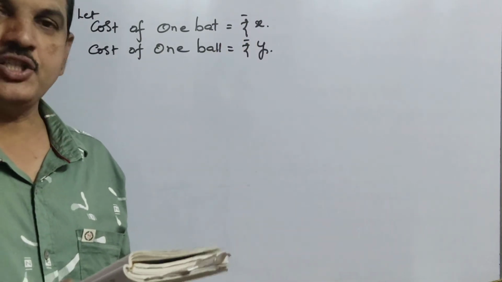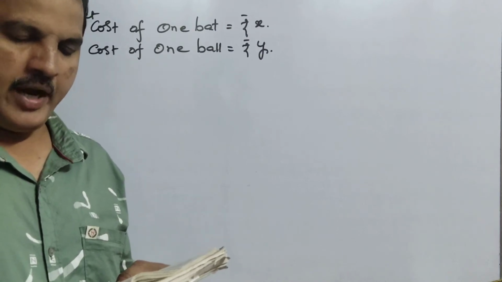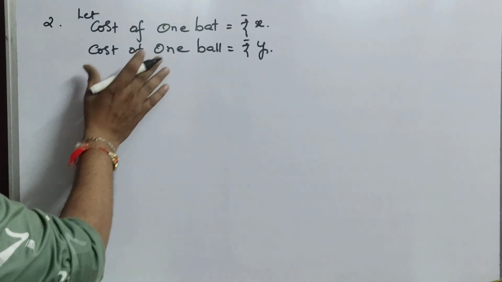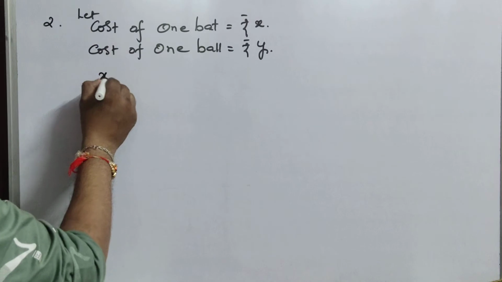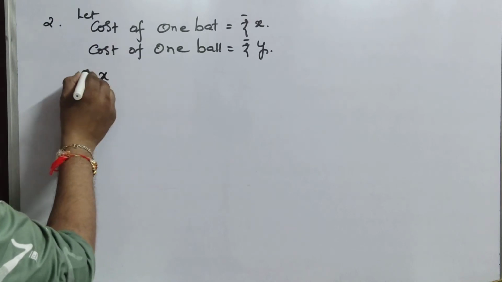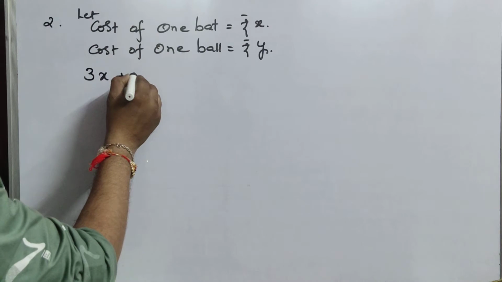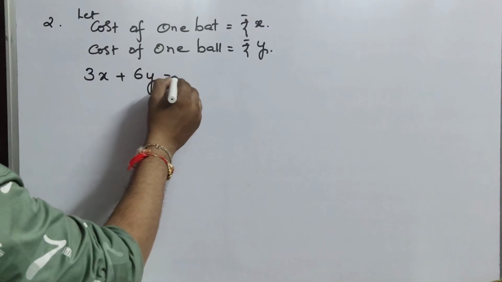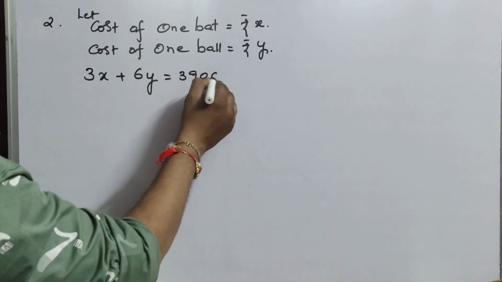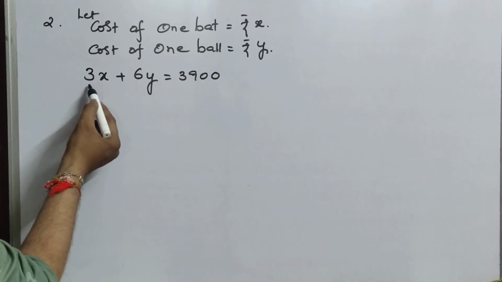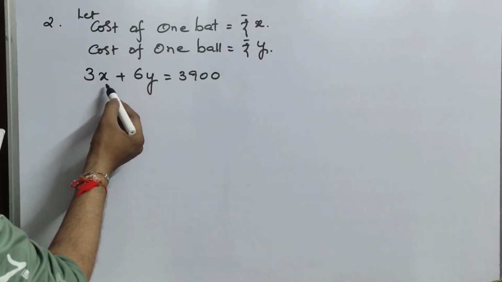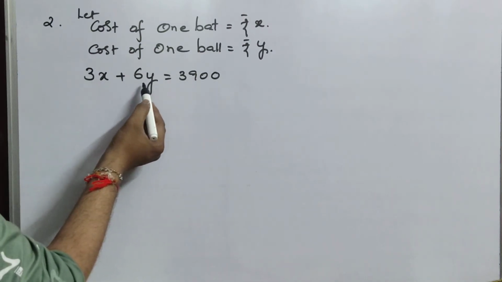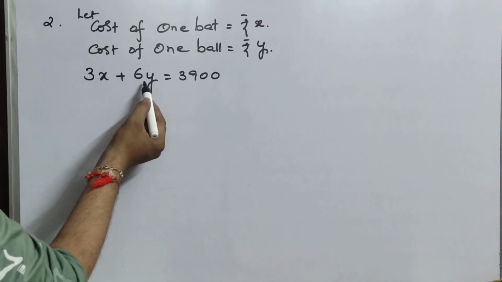Now here in the first condition, 3 bats and 6 balls together cost 3,900 rupees. That means the first condition: 3X plus 6 balls. One ball is Y rupees, so 6 balls means 6Y equals 3,900. He bought 3 bats, so 3 into X, 3X, and he bought 6 balls, so 6 into Y, 6Y. The total together is 3 bats cost and 6 balls cost.